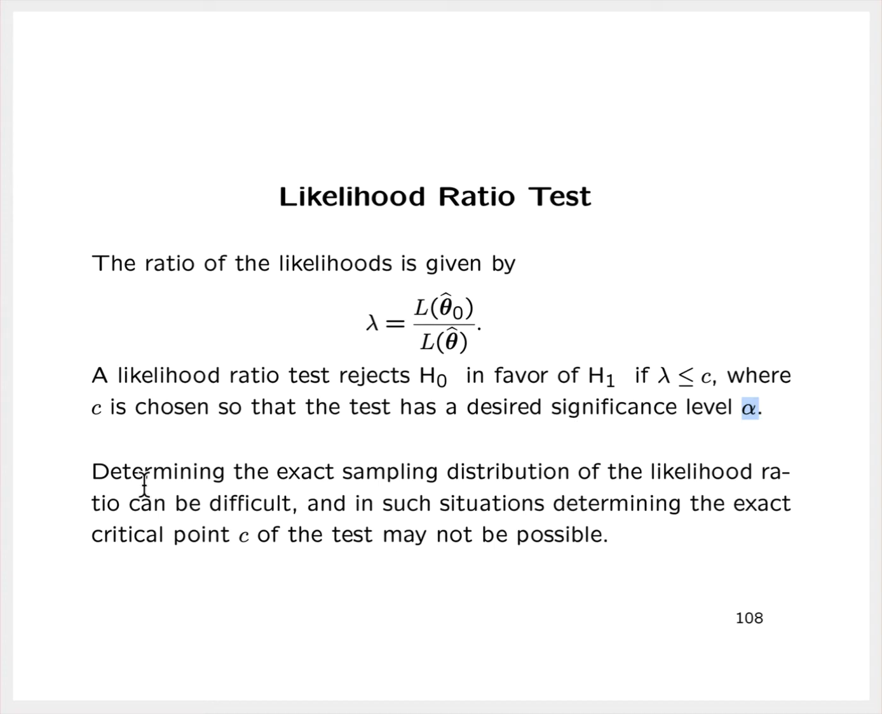Now, in order to be able to do this, we have to know something about the sampling distribution of this test statistic, lambda. The problem is that determining the exact sampling distribution of the likelihood ratio, the exact sampling distribution of lambda, can be difficult, and in such situations, determining the exact critical point c of the test may not be possible.